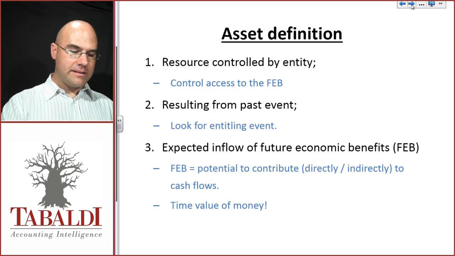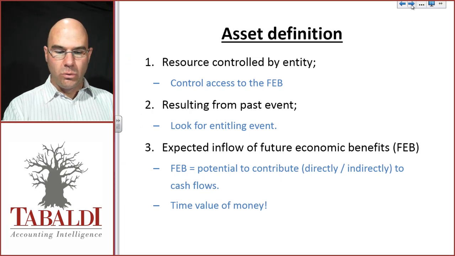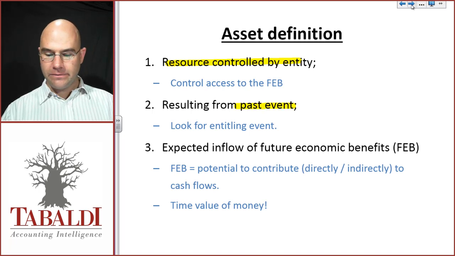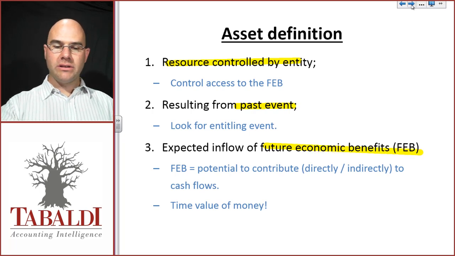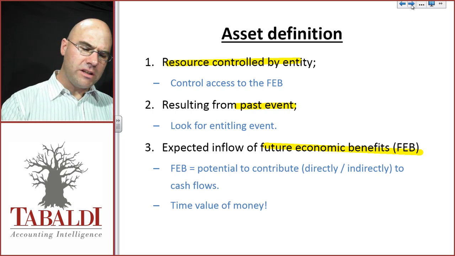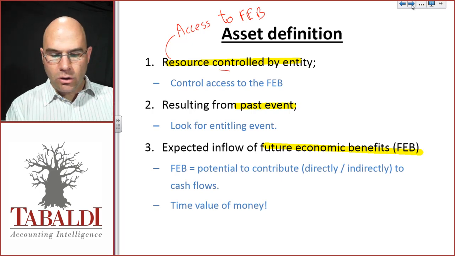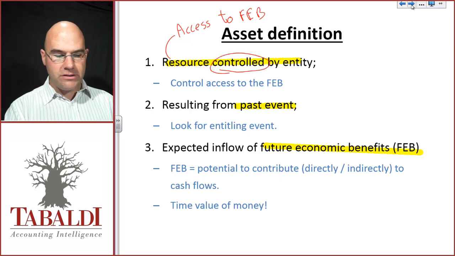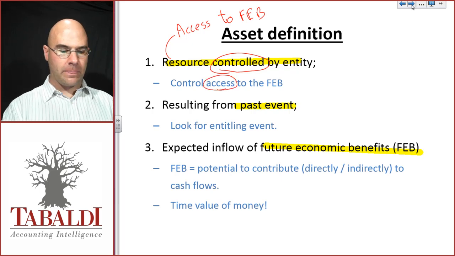Okay, so in detail now, let's have a look at the asset definition first. The asset definition has three headings: resource controlled by the entity, resulting from a past event, and there is an expected inflow of future economic benefits. Let's discuss each of those headings quickly. Resources controlled by the entity. What is a resource? It is access to future economic benefits. What is control? Well, control is the right to restrict access to those future economic benefits.